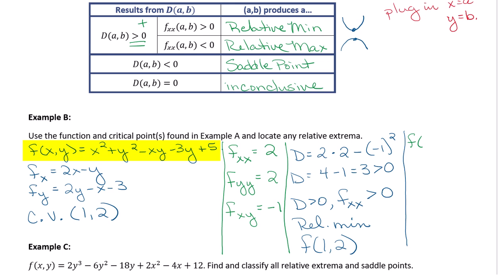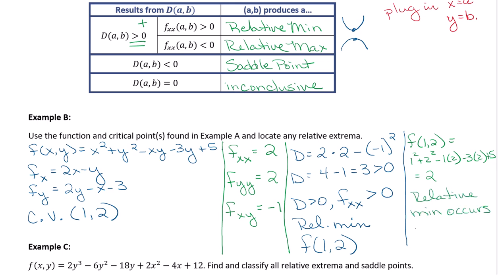So f of (1, 2) will equal 1 squared plus 2 squared minus 1 times 2 minus 3 times 2 plus 5. See if I can squeeze all of that in there. And if I've done all of that correctly, that equals the number 2. So we have a relative min that occurs at the point (1, 2, 2).